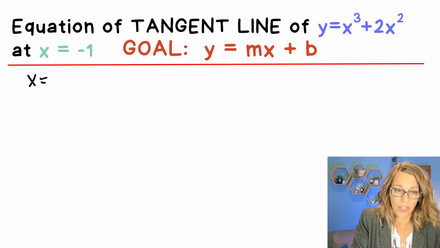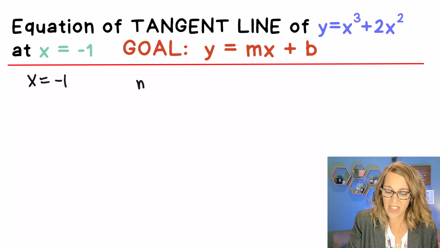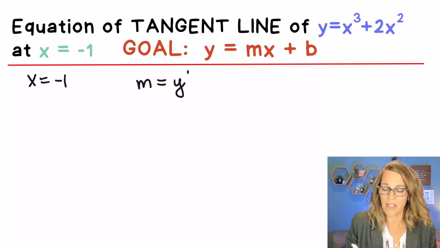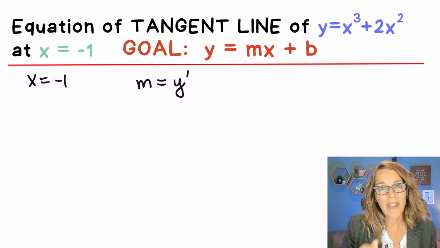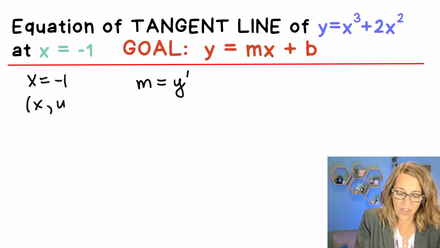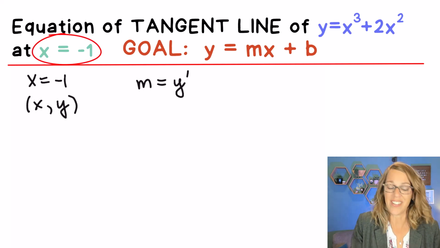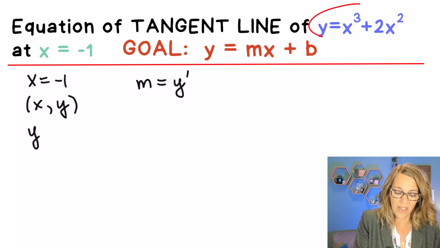Now to find this equation, we need a point, and our point is going to come from that x is equal to -1, and we're also going to need to find the slope, and the slope is our derivative y prime. Let's go ahead and start by finding the point. To find the point, I need an x and a y value. I know that x is equal to -1, and to find the y value, I'm going to use our function.